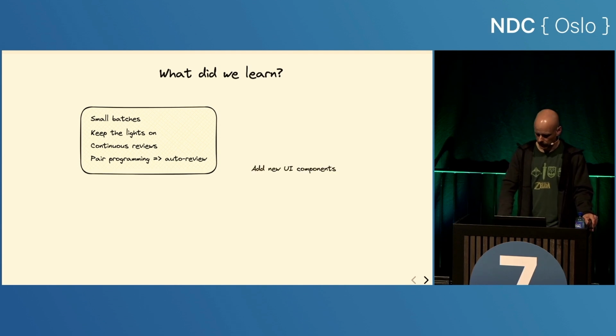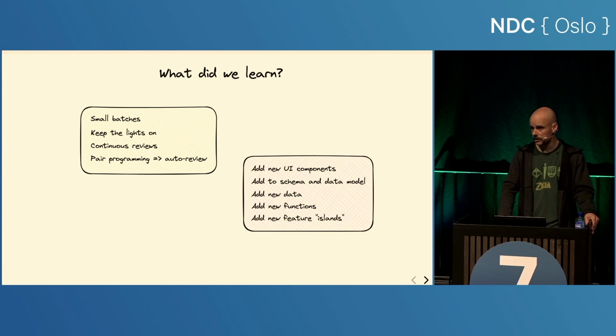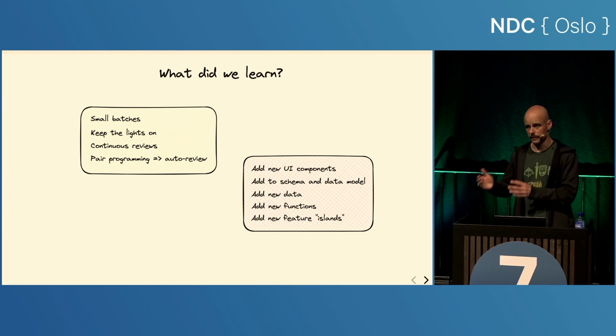And then we did a bunch of things. We added a new UI component that's completely safe to do on main. We added to the schema and to the data model. We added new data. We added new functions. We added new feature islands. All of these things are completely safe. Additive changes are typically backwards compatible and safe to do on the main branch.